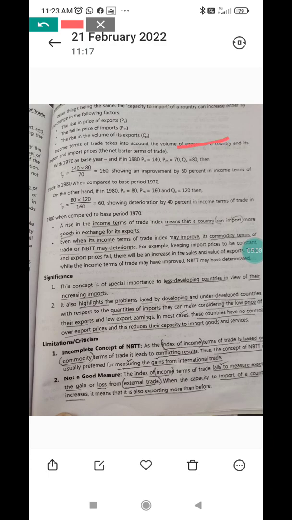With 1970 as a base year, if in 1980 PX, that is price of export, is 140 and price of import is 70 and quantity of export is 80, then TY, in the sense of income terms of trade, is equal to 140 into 80 divided by 70 is equal to 160, showing an improvement by 60% in income terms of trade in 1980 compared to base year 1970.